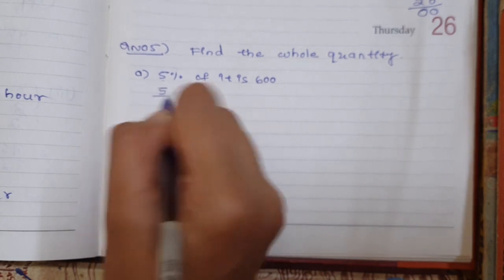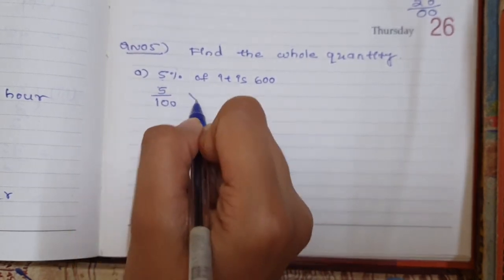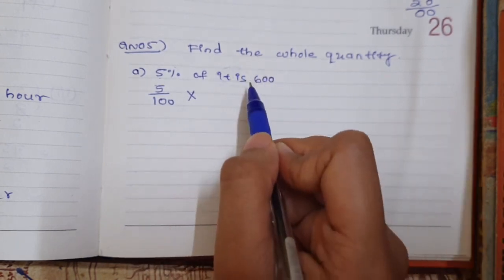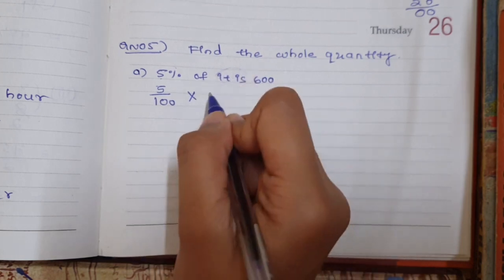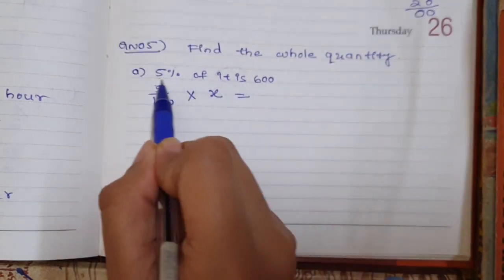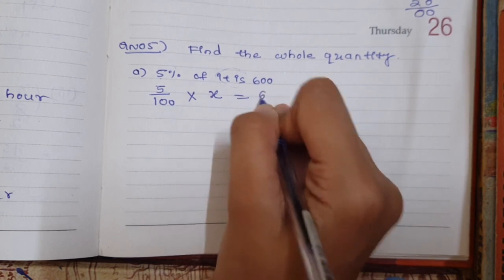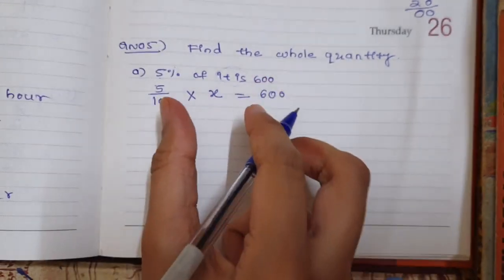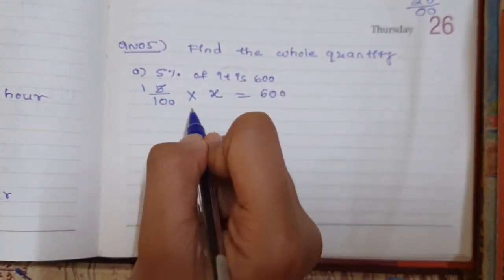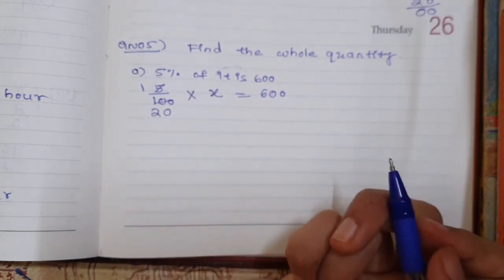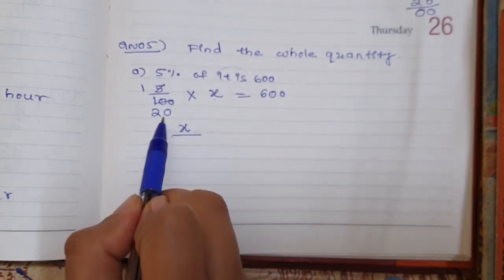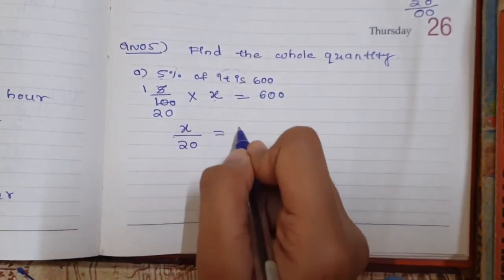5% can be written as 5 divided by 100. Of is nothing but a multiplication. It is the whole quantity, but we don't know the value of the whole quantity. We are going to find it now. So let me take that as x equals to, they have given the value for 5%, so equals to 600. Out of this equation, we have to find x. Now let us simplify. 5 ones are 5, 5 20s are 100. x into 1 is x itself divided by 20 equals to 600.